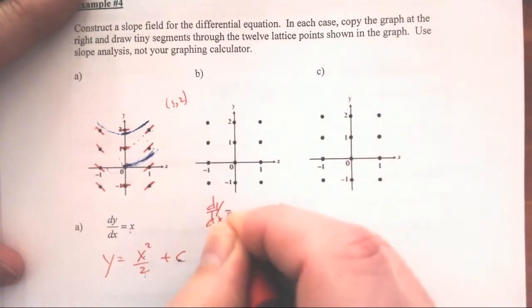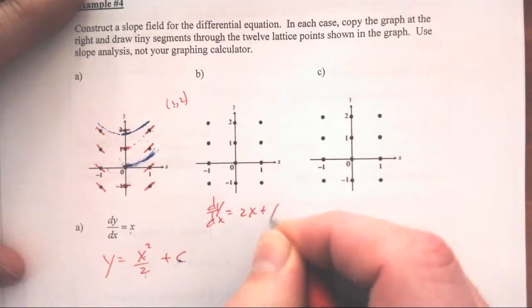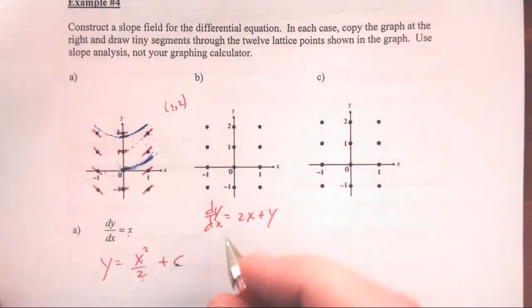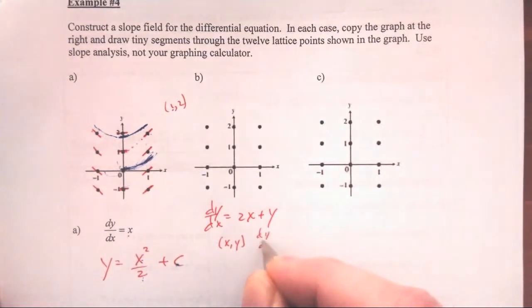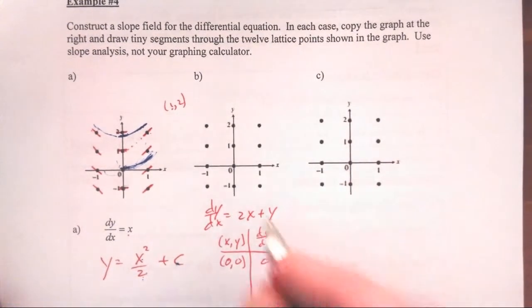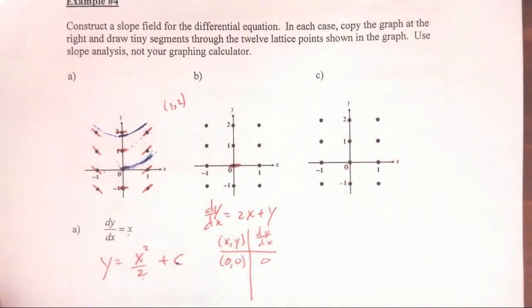dy/dx is 2x plus y. And you may want to chart this. You may want to create a t-chart. You may want to do something like this. Say, here's my x, y, here's dy/dx, then we've got, for instance, the point 0, 0. When I put in 0, 0, I get 0, 0, 0. But we might be able to do these in your head as well.